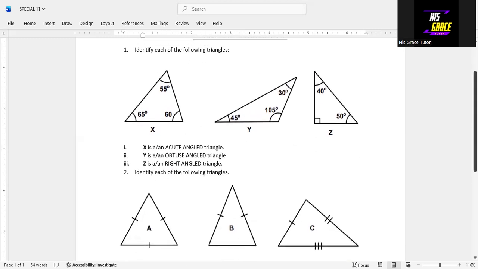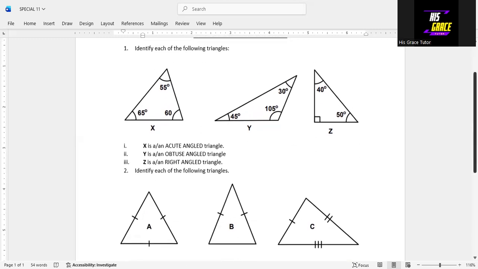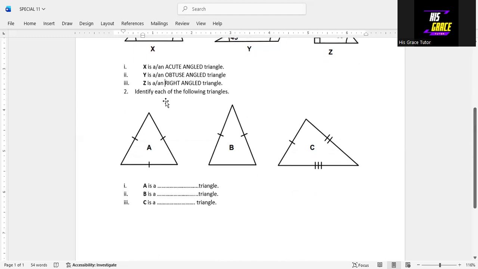Now, let's look at question 2. We are also asked to identify each of the following triangles. What is triangle A called? What is triangle B called? And what is triangle C called? For triangle A, the 3 sides are equal in length, as the marks show us. When a triangle has 3 sides equal in length, we call it an equilateral triangle. So triangle A is an equilateral triangle.